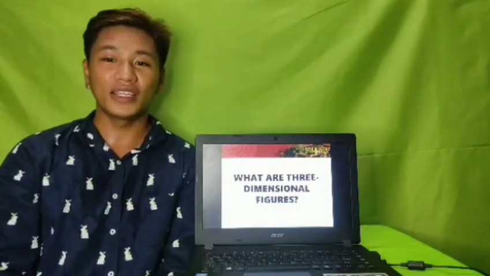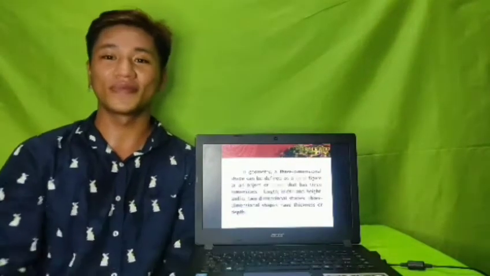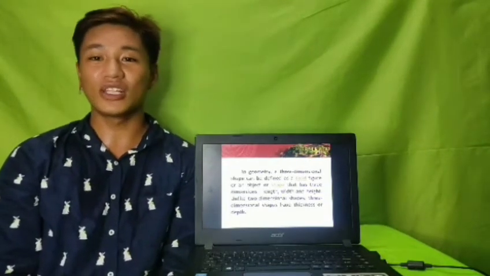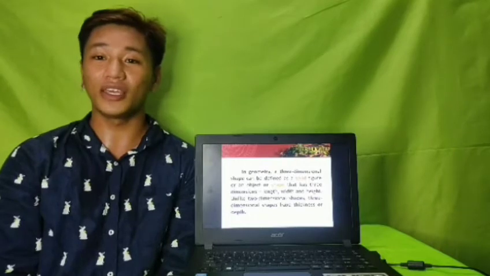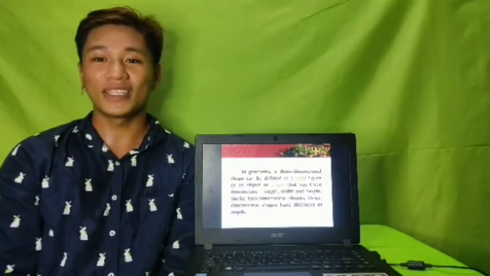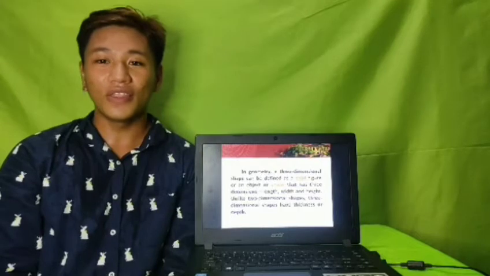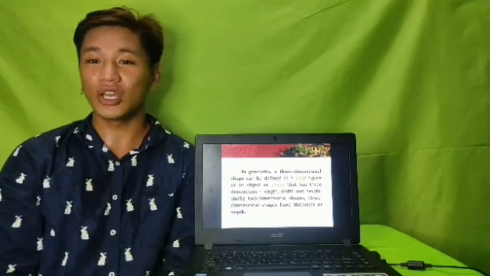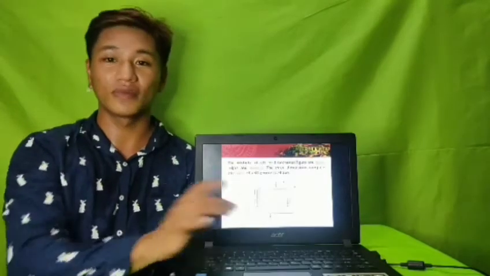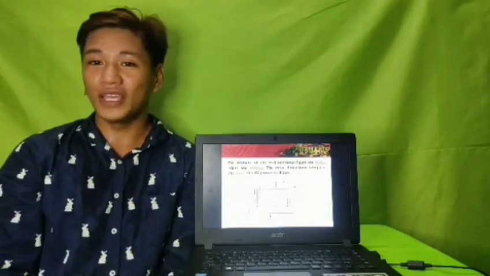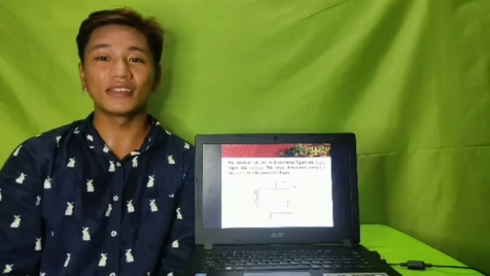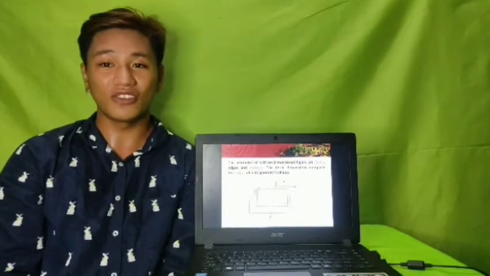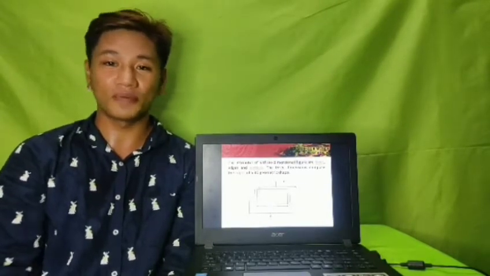What are three-dimensional figures? In geometry, a three-dimensional shape can be defined as a solid figure, object, or shape that has three dimensions: the length, the width, and the height. Unlike two-dimensional shapes, three-dimensional shapes have thickness or depth. The attributes of three-dimensional figures are faces, edges, and vertices. The three dimensions compose the edges of a geometric shape.